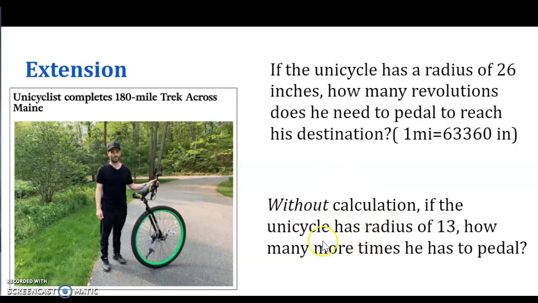With our calculation, if the unicycle has a radius of 13 instead of 26, so the radius has halved. What happened to the diameter then? Diameter has also halved. So does he need to pedal more or does he need to pedal less? Well, he'll have to pedal more. By how much? Twice as much? 3 times as much? 4 times as much? The answer will be twice as much. And I hope you got that too.